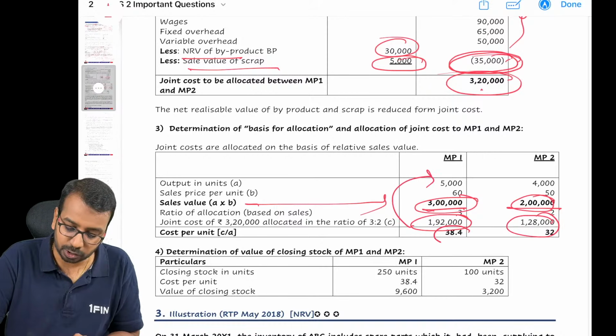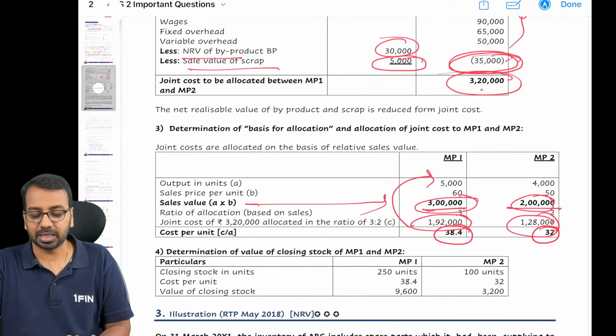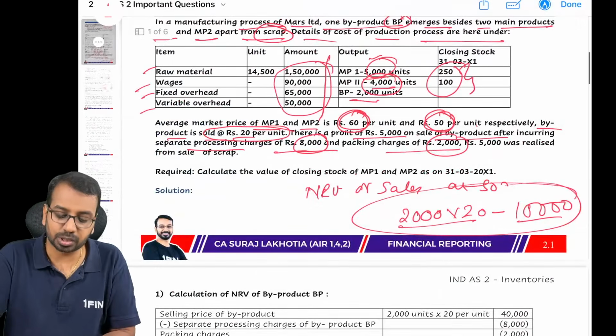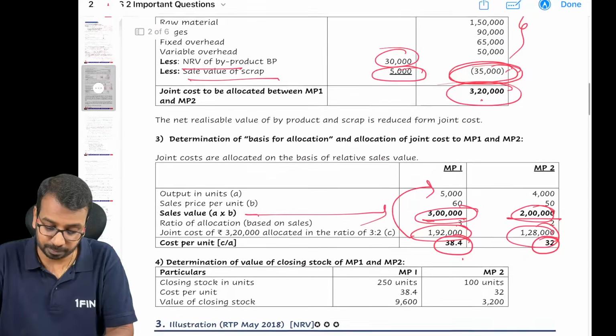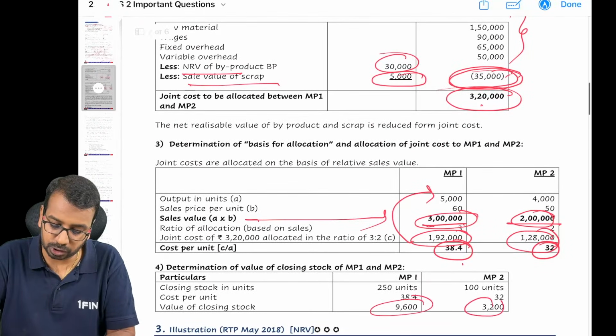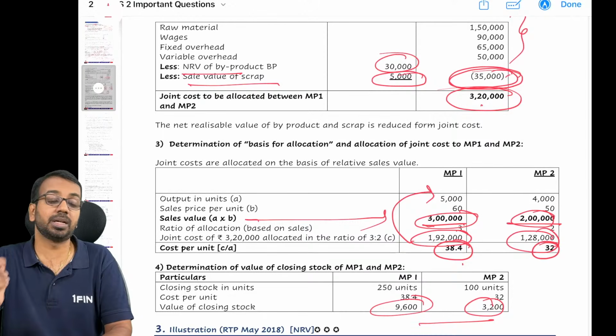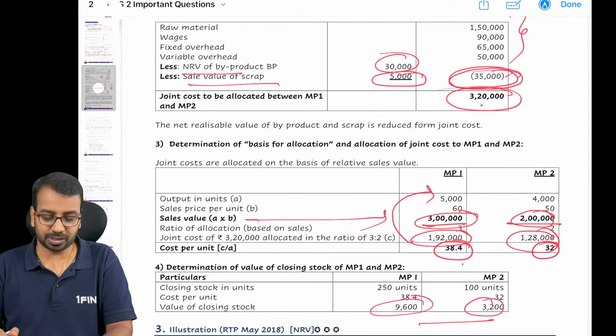Divide by number of units, you get the per unit cost. This multiplied by the closing stock, you will get the value of closing stock. Don't forget to do the total as well. Whatever is the value of closing stock, do the total as well in the examination on the safer side.